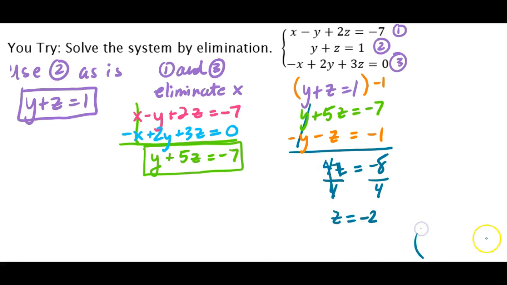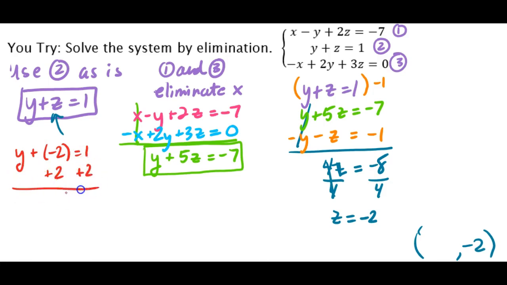So now I have one of my three numbers for my ordered triple. I know that my z value is negative 2. Now I have to figure out my x value and my y value. So I'm going to work backwards now. I'm going to take my z value, which is negative 2, and plug it into this equation right here. So for my y value, it would be y plus z, which is negative 2, equals 1. So I'm going to add 2 to both sides, and I get that my y value is 3.